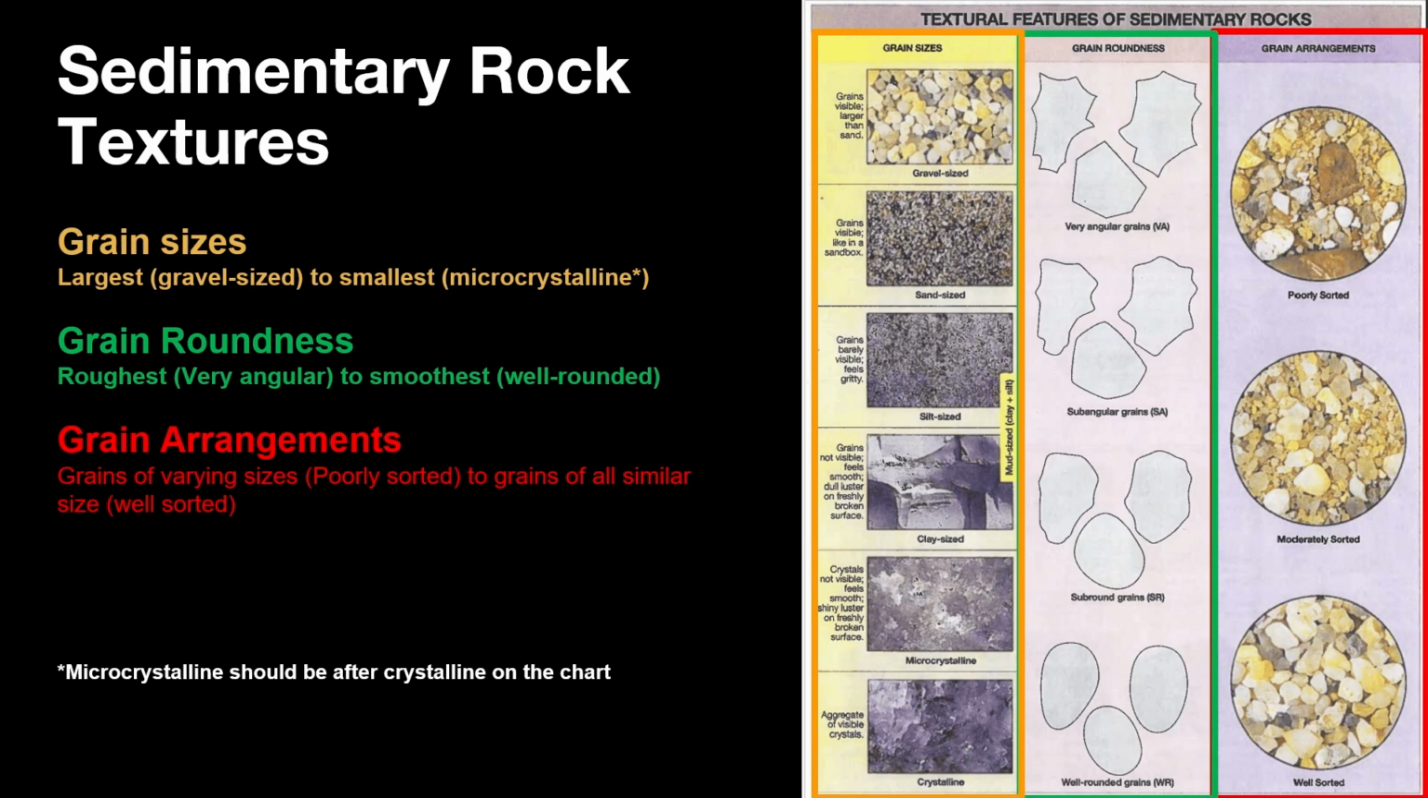The next chart you'll have access to shows the different grain sizes, grain roundness, and grain arrangements found in sedimentary rocks. These features help you determine how far the sedimentary rock traveled, the energy of the environment it formed in, and ultimately which sedimentary rock you're looking at.